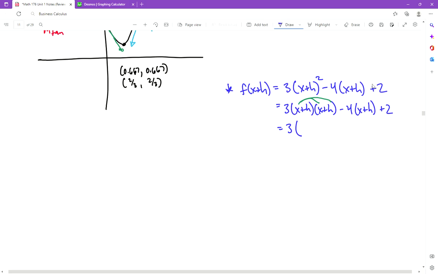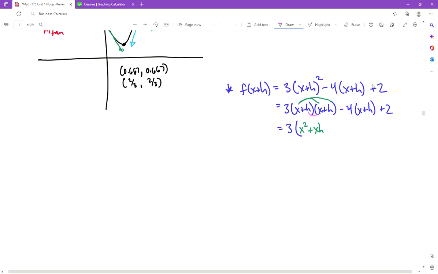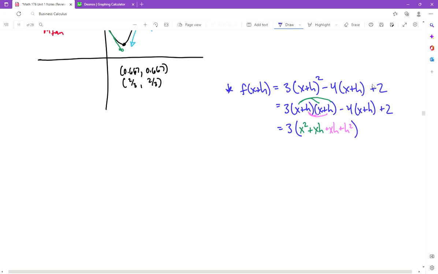Okay, so x times x is x squared. X times h is xh, or hx. Usually we put the x first though. And then this h would multiply each of those. H times x, we're going to again write the x first, and then h times h is h squared. Okay, and then the parentheses are still there, and then still minus 4 times x plus h, and then still plus 2. All right, and then we can see these are the same thing added together, so let's simplify.